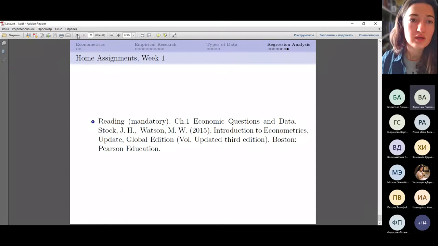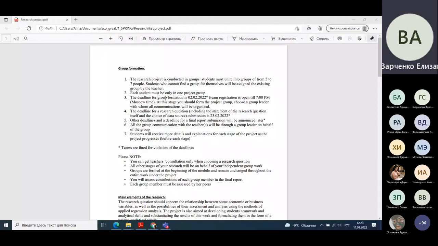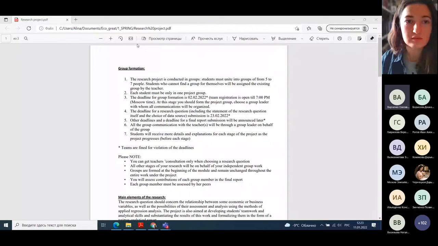Okay, let me share one more thing. Just a second. Could you see a PDF file? Yes.